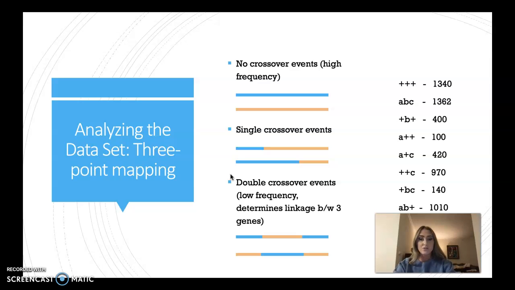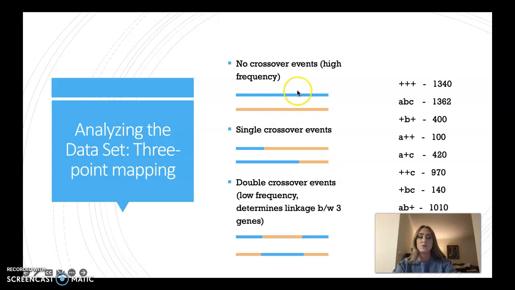And in double crossover events, we see very low frequency. So we don't see these very often. It's double exchange of genetic material, and these can determine the linkage between three genes. So the illustrations that we see here are really just showing us what those chromosomes, so to speak, or what that genetic material will look like. It gives us a good visualization of these crossover events.